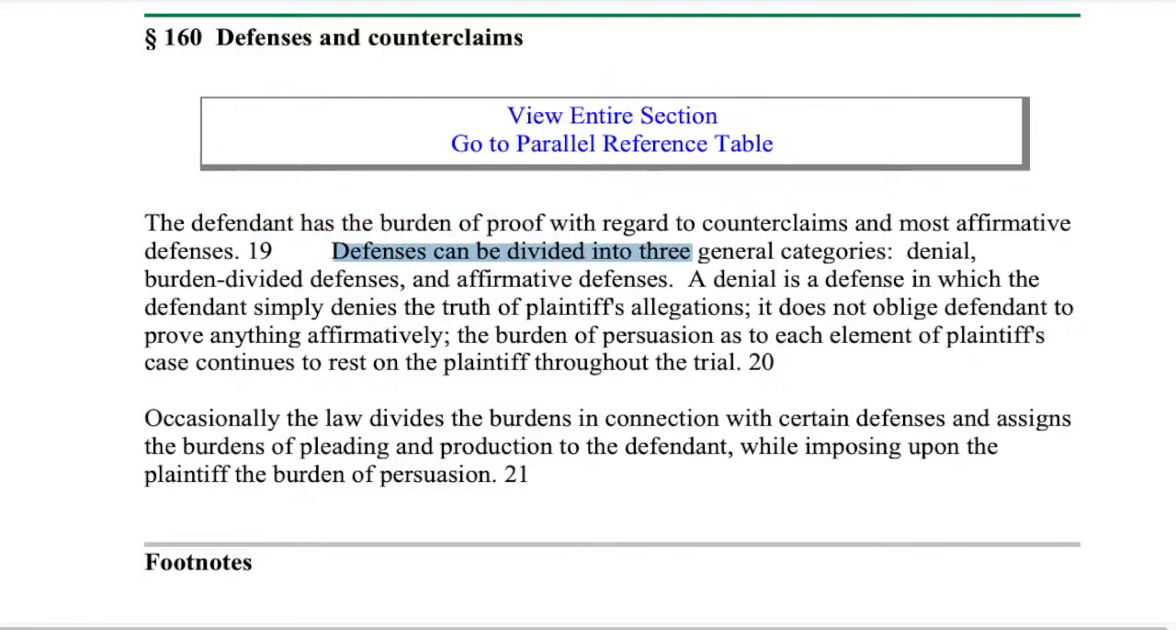Defenses can be divided into three general categories. Here's our three categories of defenses: denial, burden-divided defenses, and affirmative defenses. All right, let's break these down. A denial is a defense in which the defendant simply denies the truth of plaintiff's allegations. It does not oblige defendant to prove anything affirmatively. The burden of persuasion as to each element of the plaintiff's case continues to rest on the plaintiff throughout trial.